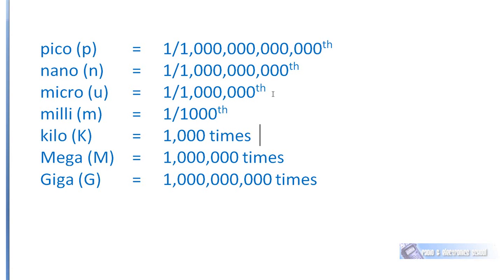Micro is a millionth. So a microfarad is a millionth of a farad. Milli is a thousandth. So 10 milliamps is 10 thousandths of 1 amp. Kilo is 1,000 times. 5 kilometres is 5,000 metres. Mega, a megalitre of water is 1 million litres of water. A gigalitre of water is 1,000 times more than a megalitre of water. It's 1,000 million litres of water.